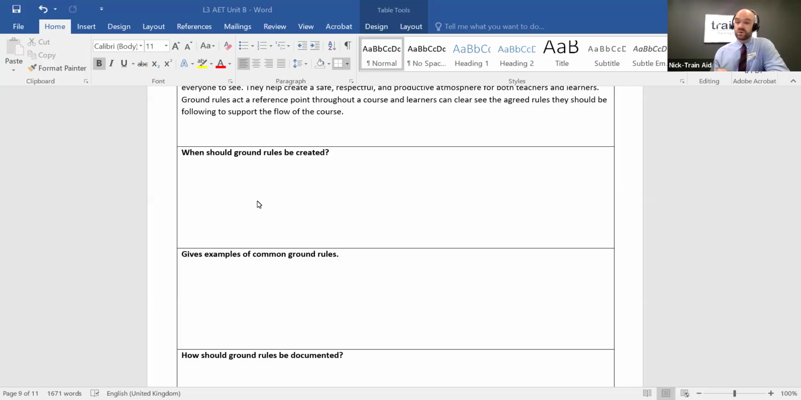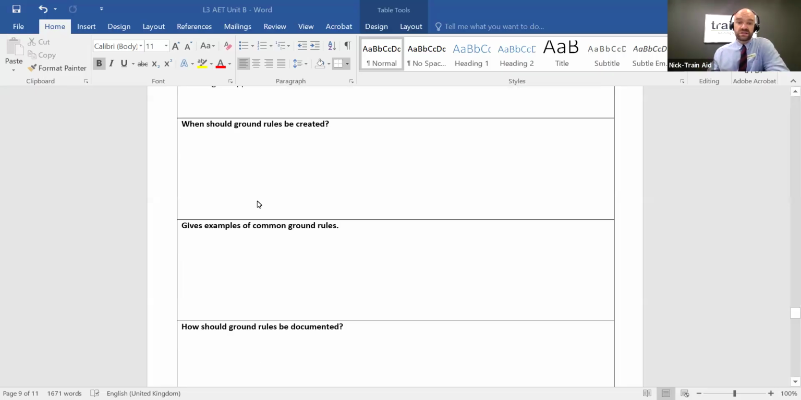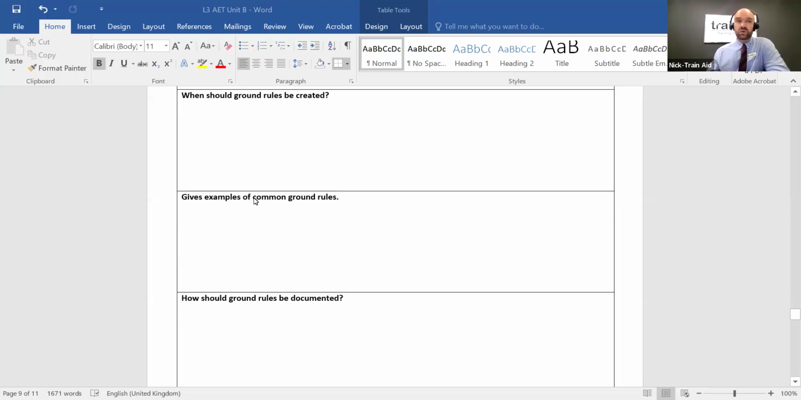So learners will be monitoring each other's hopefully good behavior and giving reminders, so you don't need to be very much an authoritarian figure as a teacher. You can let the learners police themselves as well.